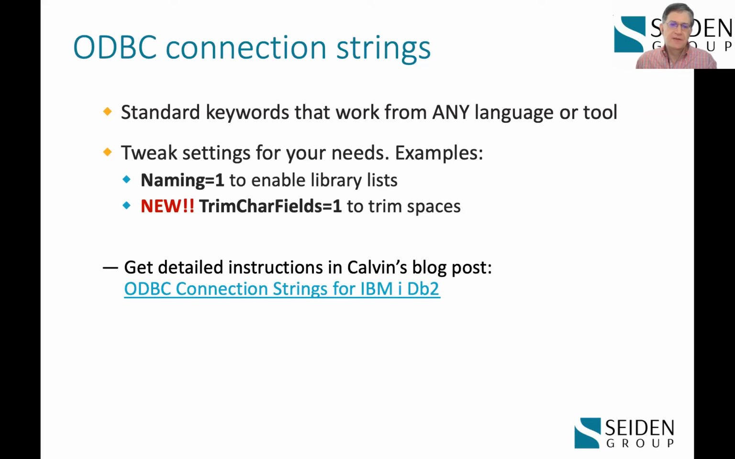Something else that's relatively new in our ODBC connection strings. I just mentioned the naming=1 to enable library lists, but what's new is trim character fields=1 to trim spaces. How many times have I looked at code where the developer took every field and trimmed, 100 trims? I hated to see all that wasted work and code in there. Why do we do this sometimes?